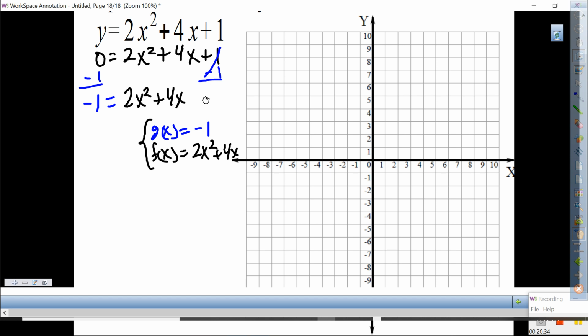It says to graph. So I'm going to start with f of x because we always graph f of x first, yes? Okay. Look at f of x. F of x now is 2x squared plus 4x.